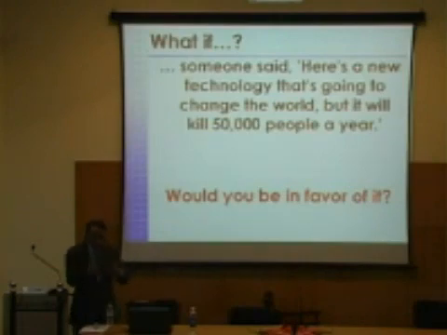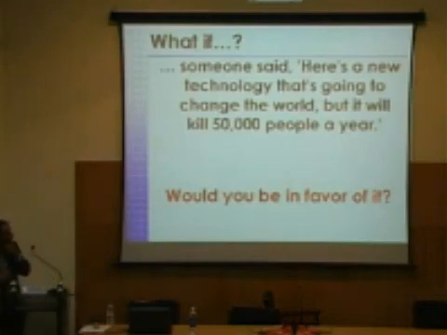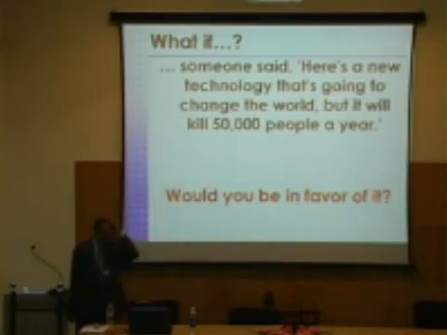And there are a lot of people who are dying. Some of the students, especially those in the back rows, have got to be very careful if you are working with nanomaterials. But here is the question somebody asked: if there is a technology that is going to change the world but will kill 50,000 people a year, would you go in favor of it?